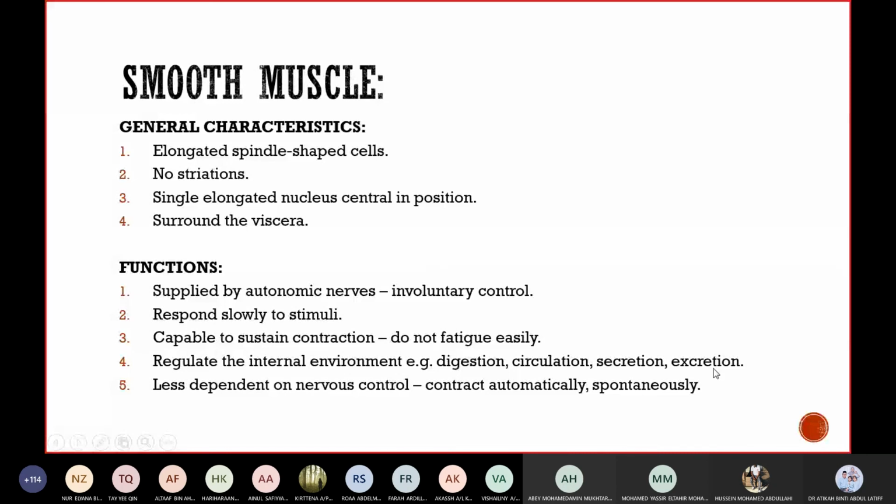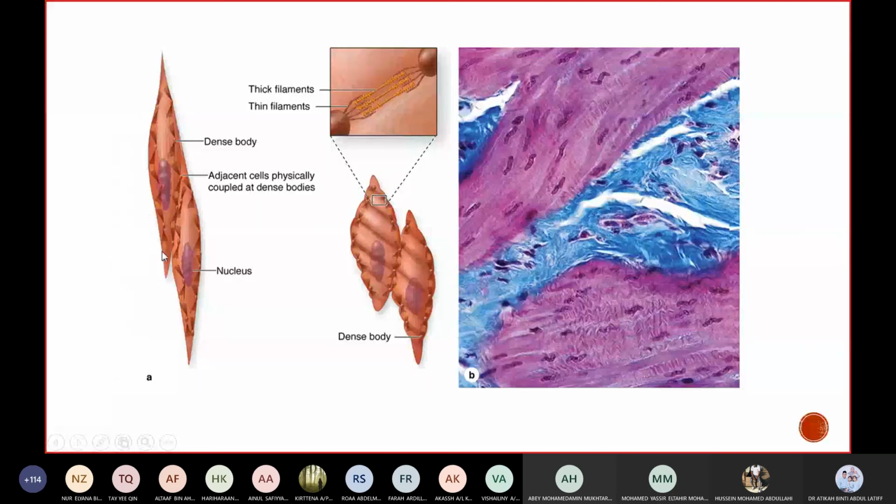Okay. So this is an example of your smooth muscle. It is spindle shaped and with one nucleus in the center. So here, spindle shape with one nucleus in the center. Okay, in your practicals, we will go more into detail regarding the microscopic view of the different cells.